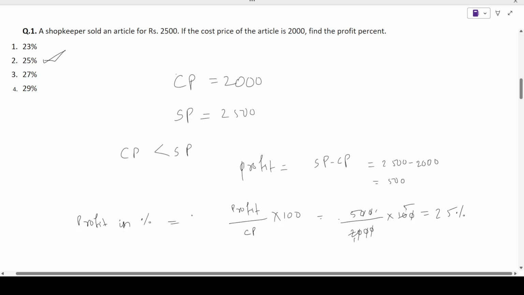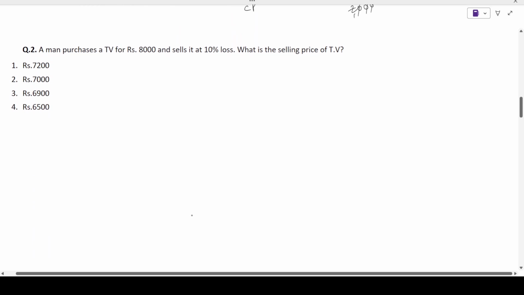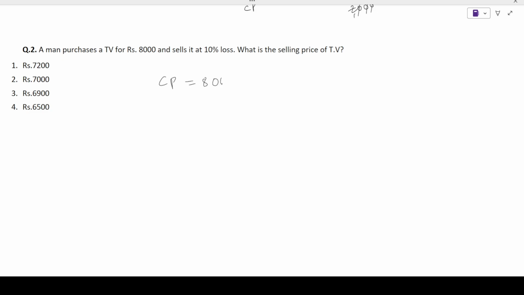Moving on to the next question. A man purchases a TV for rupees 8000 and sells it at 10% loss. What is the selling price of the TV? Here we are given cost price, which is 8000. It is given that the man makes 10% loss.